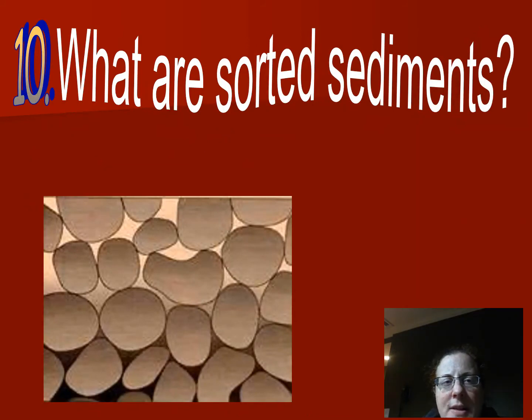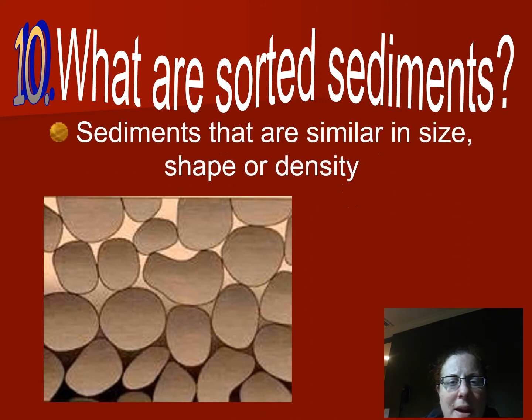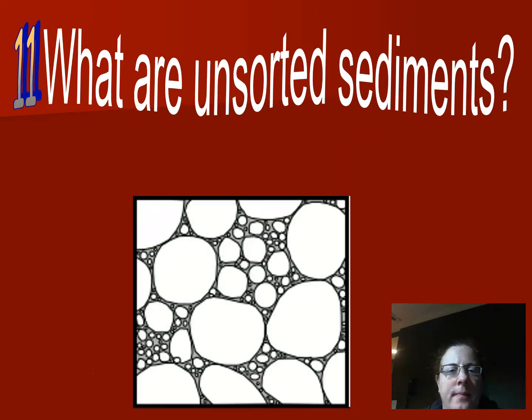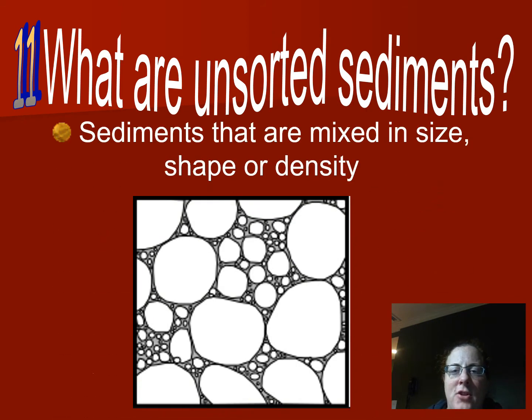What are sorted sediments? We have two types of sediments, sorted and unsorted. Sorted would be when the sediments are similar in size, shape, or density, so the pieces are going to look similar to each other. Unsorted sediments is when you have a mixture of pieces together, so you don't have them all the same or similar. You have a mixture of small, medium, large, different shapes, different densities.